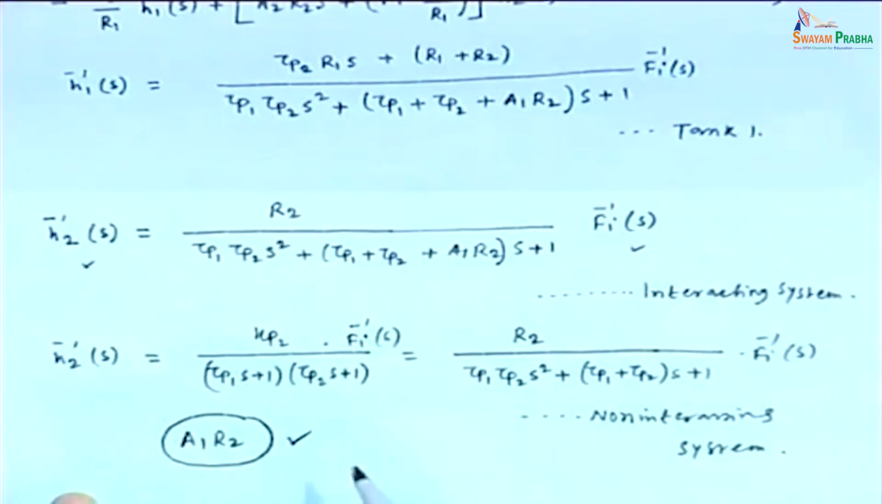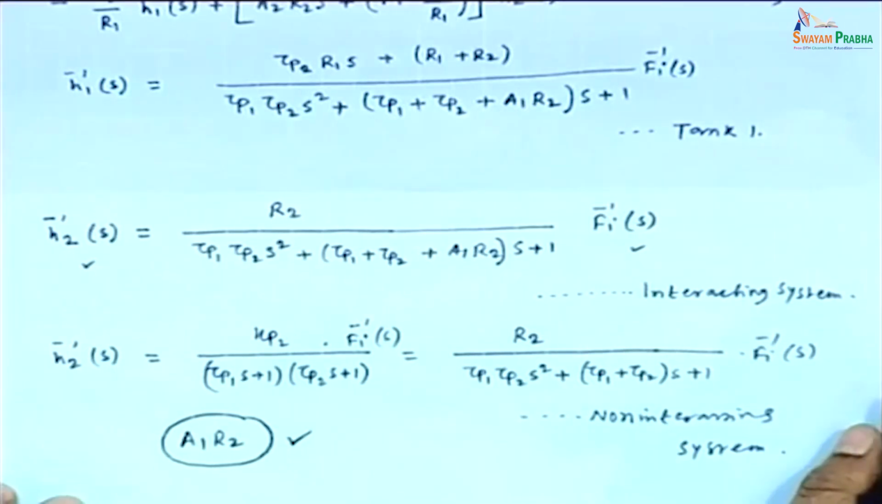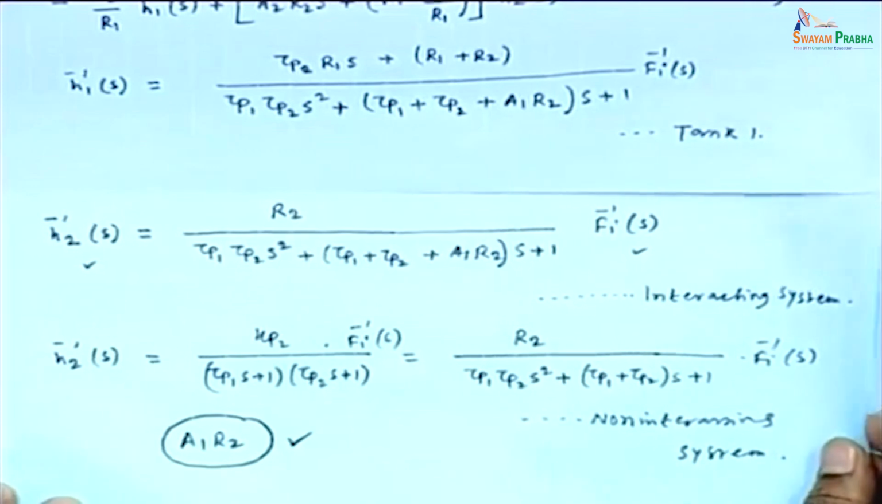So, this term may be thought of as the interaction factor. This term A1 R2 may be thought of as the interaction factor. Fine. If we compare the two transfer functions, we see that one additional term A1 R2 is present in the overall transfer function of the interacting system, and this term may be thought of as the interaction factor.